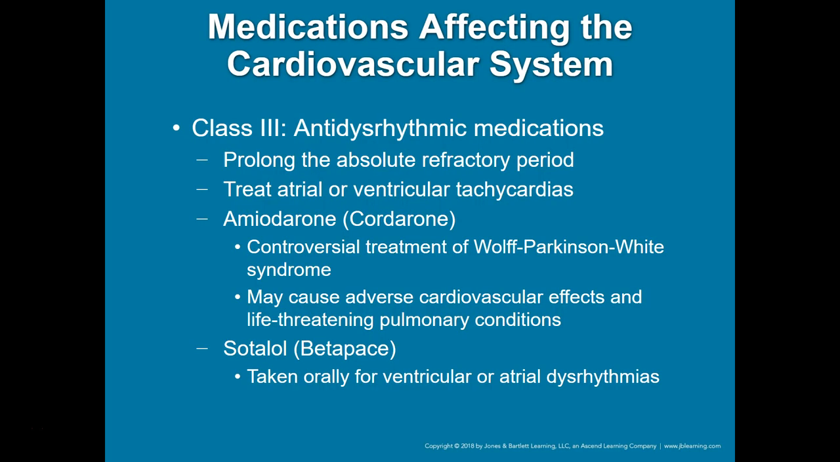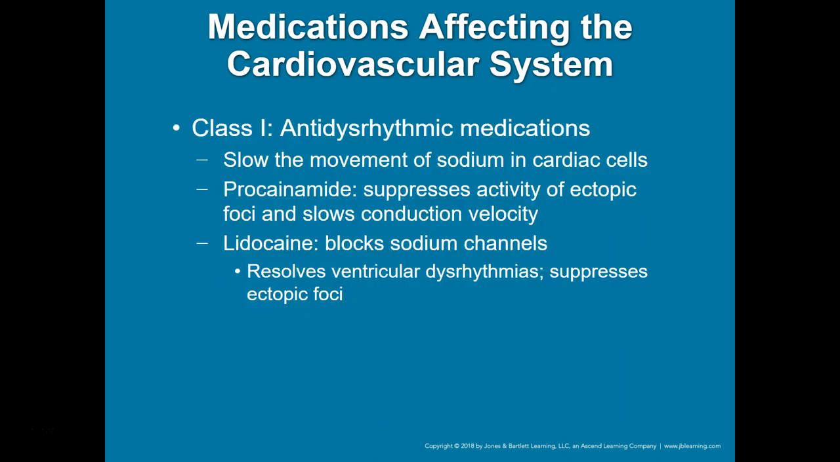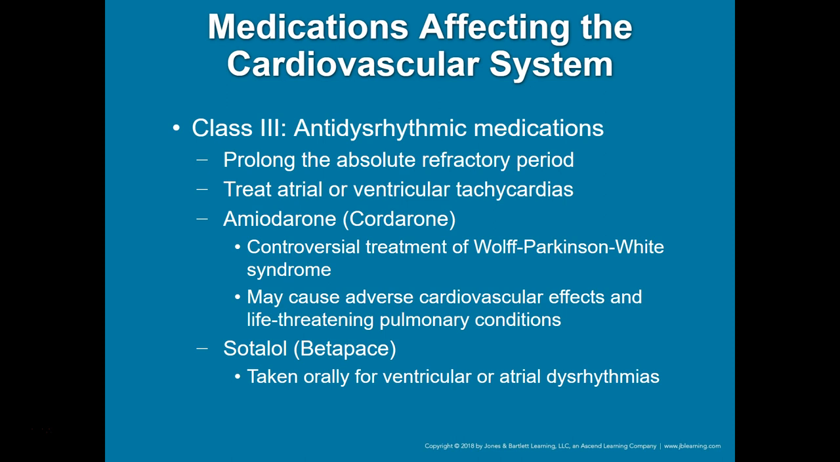Class 3 prolongs the absolute refractory period, so that would be phase 2 up there at the very top. It's going to prolong the absolute refractory period so the cell cannot depolarize again during that time. You use it to treat atrial and ventricular tachycardias. Amiodarone is a big one for that.